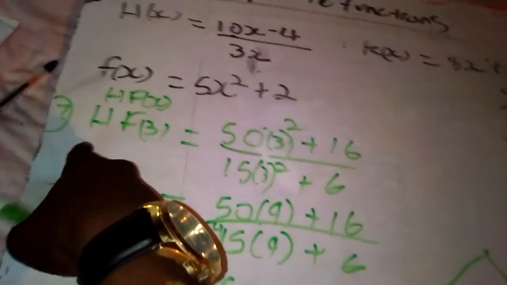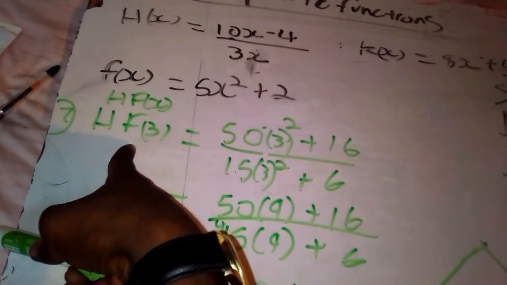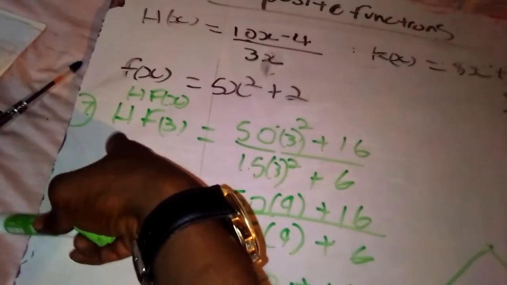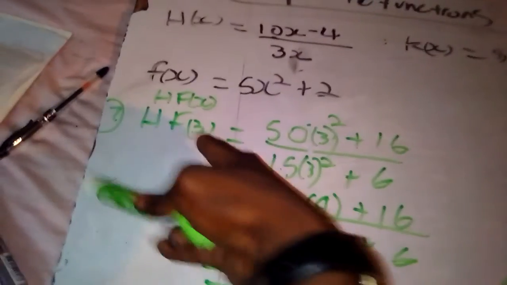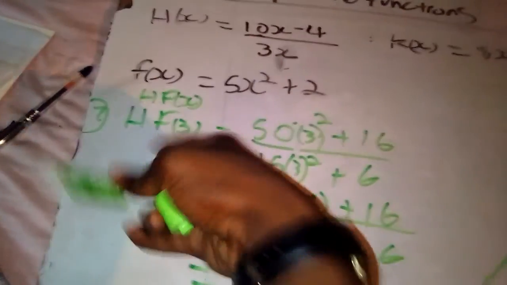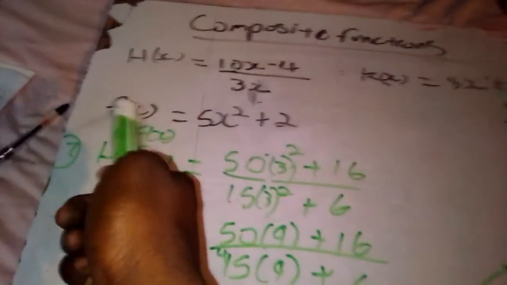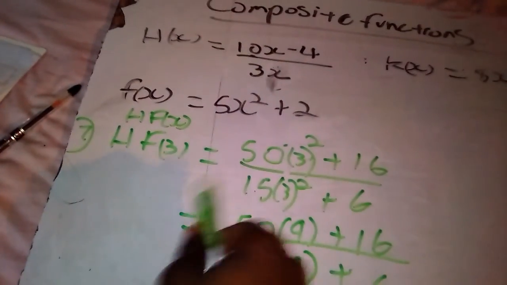Some people would input f of x into this again, and then substitute the 3 after. You don't need to do that. Can you find h of f of x already? Then you just change the x to 3.